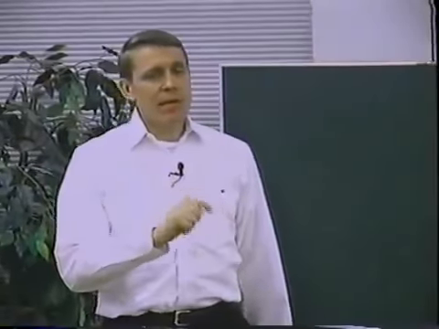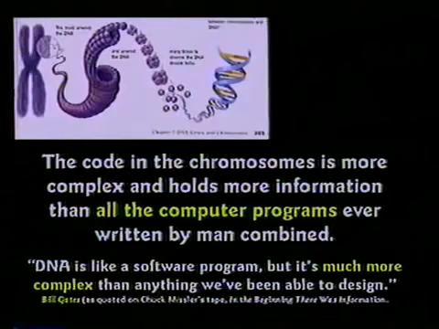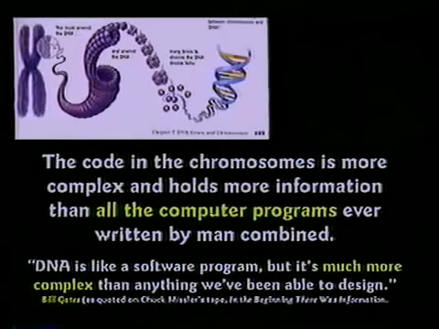You get into that in biology class, studying what can happen when you cross different genes together. But the genetic structure is incredibly complicated. They say that the code in the chromosomes is more complex and holds more information than all the computer programs ever written in the history of humanity combined. Incredibly complicated. Bill Gates, founder of Microsoft, said DNA is like a software program, but it's much more complex than anything we've been able to design.